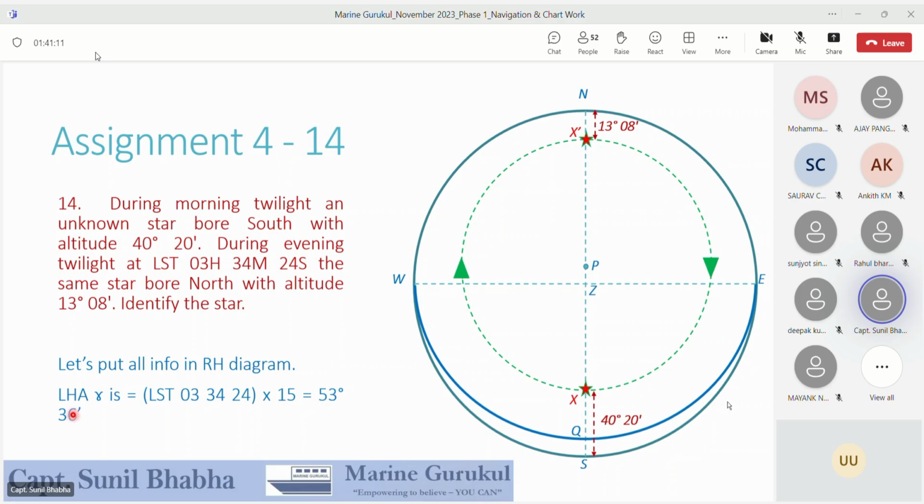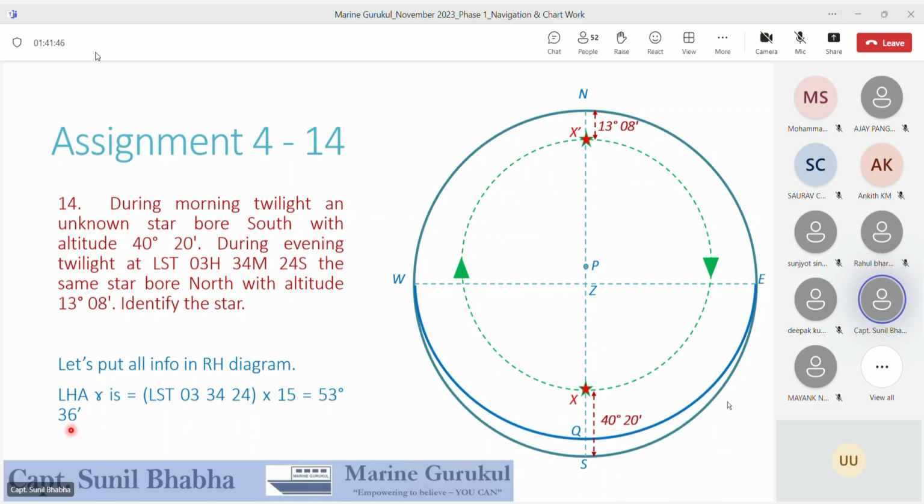And this is the definition of LHA Aries. In fact, if LST is given to you, if you convert it into angular units, it gives you the LHA of Aries. LHA of Aries is the angle at the pole contained between the observer's meridian and the celestial meridian of Aries measured westwards. And this is exactly what LST is. So multiplying the LST by 15, we get the value of LHA Aries, which is 53 degrees 36 minutes.